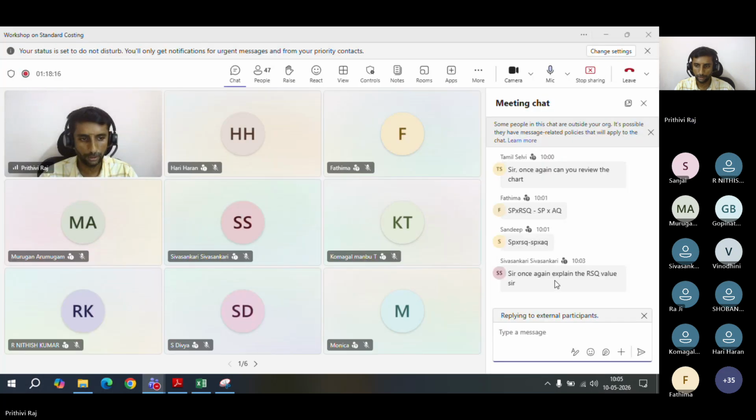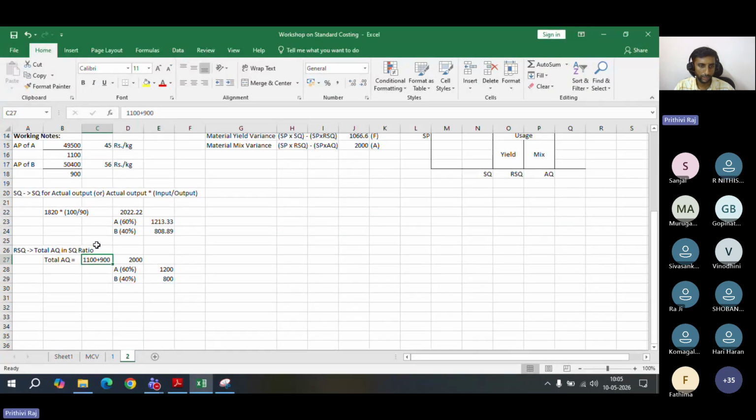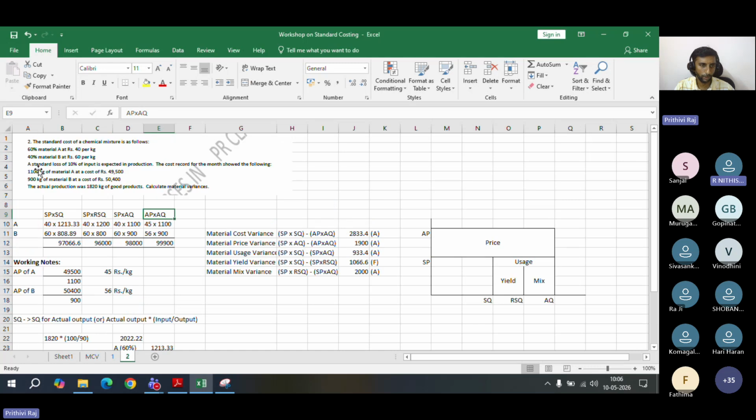Have you understood? 1100 and 900 is the total AQ. You can see it here, right? The actual quantity is given in the question. This is the actual quantity. Based on the proportion of 60%, 40%, we will revise it, the revised standard quantity. This actual quantity, 1100 and 900, is based on the actual split, but we have to find the actual quantity in the standard split.